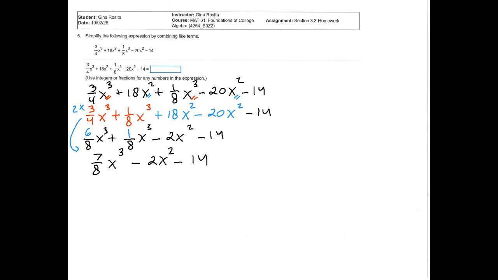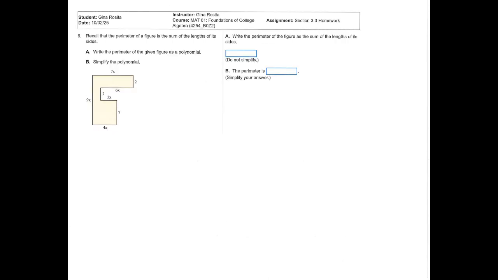Follow, yeah? So now go to number 6. Recall that the perimeter of a figure is the sum of the length of its sides. A. Write the perimeter of the given figure as a polynomial. So for A, do not simplify. It means we just add. Yeah, we just add all of the sides.